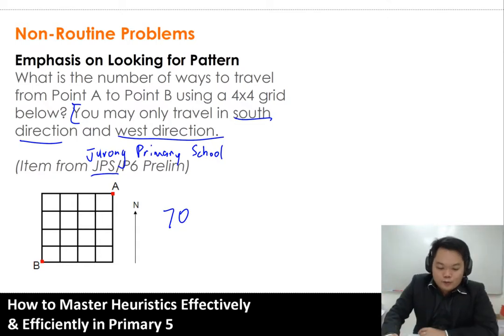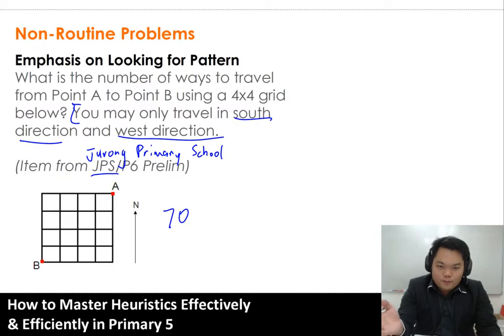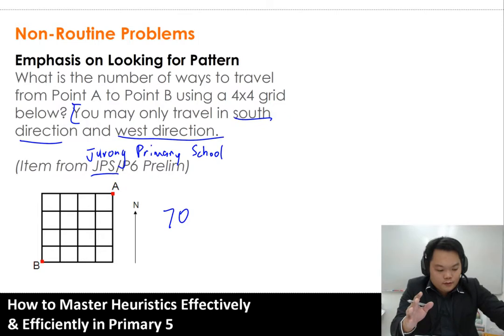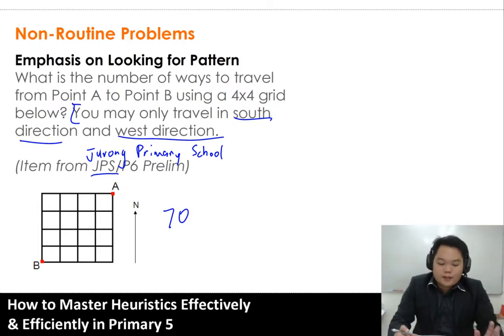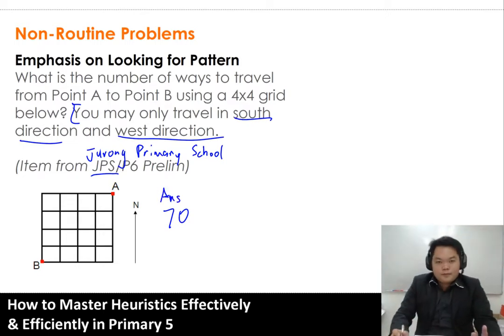Which is why I say eventually. At this point, it is not wise to start off by going into systematic listing first. You have to be able to look for a pattern to solve this problem. I'll not elaborate on it because I don't have much time. But if you want, you can try this problem. The final answer is 70. Okay? You need to look for a pattern to generalize and solve this problem. Without that, it's going to take a very long time to solve.